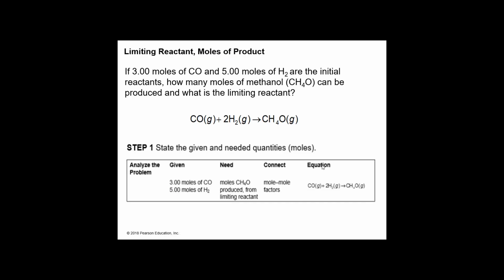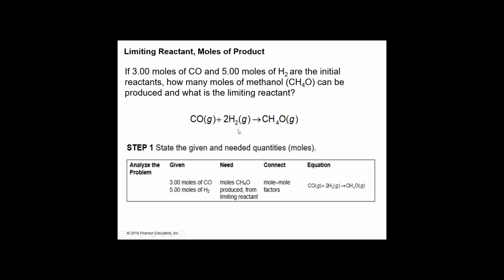Okay, so let's do some problems. If we have 3 moles of CO and 5 moles of hydrogen, these are the initial reactants. How many moles of methanol can be produced, and what is the limiting reactant? So this is, again, you're given both amounts of reactants. This is a limiting reactant problem. It won't always tell you that, so you have to look for the shortcuts to help you understand this.